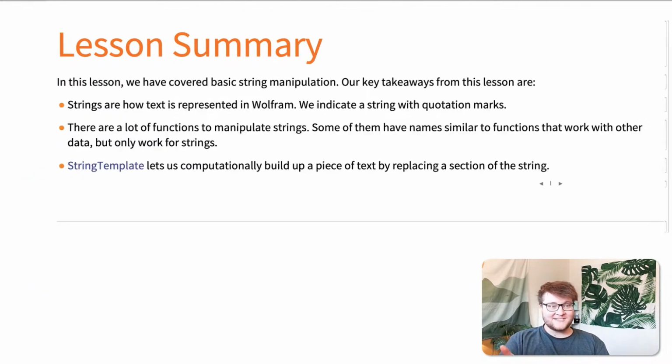So in summary, for this lesson, we've covered a lot of basic string manipulation, and our key takeaways are that we represent text in Wolfram using strings, and we indicate those strings with quotation marks. There are loads of functions that we can use to manipulate a string. Some of them have names that are really similar to functions that work with other types of data, but in this case it only works for strings. And string template is a really cool function that lets us computationally build up a piece of text by replacing a section of the string.